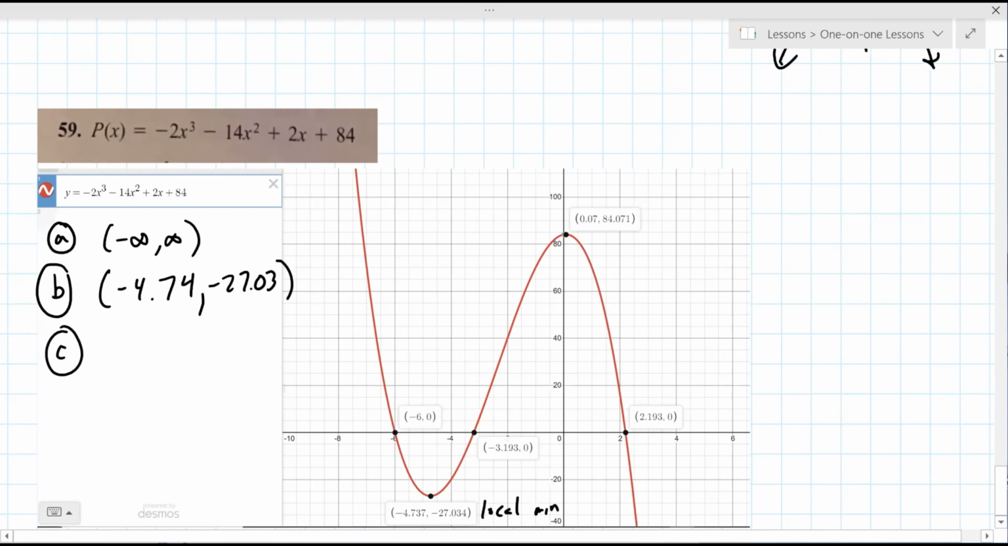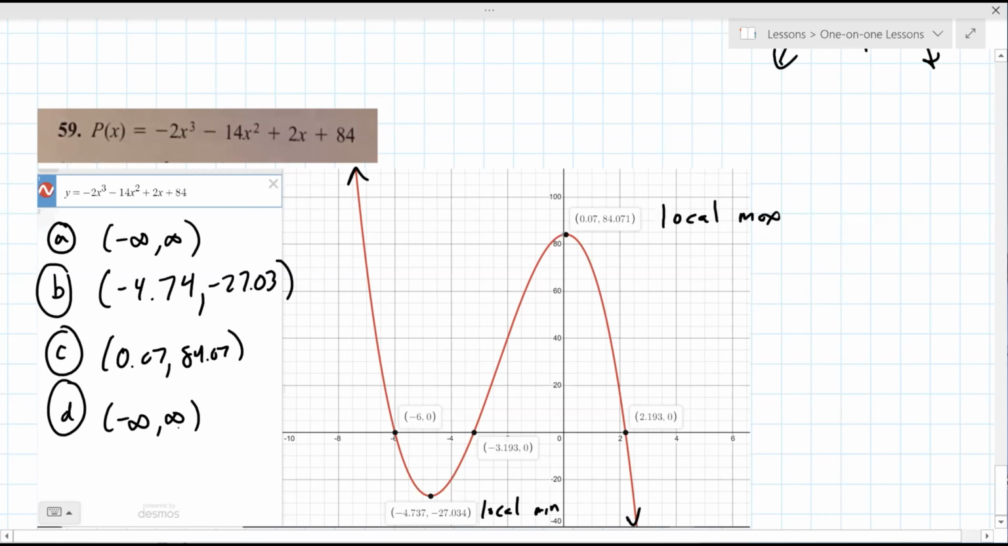Okay, and then maximum. This is the other one up here, the local max. It's sort of a hill or a peak compared to some of the other ones. All right. Now you go on to D. So C is over there, 0.07, 84.07. Okay, so D is saying determine the range. In this case, this thing extends up forever and goes down forever, so the range is all real numbers.